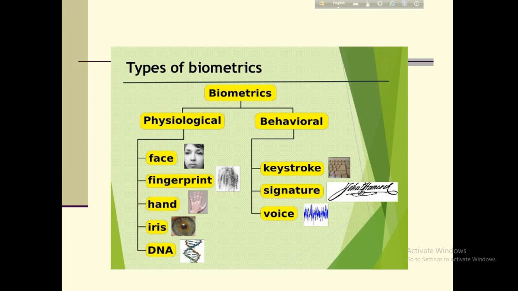There are two types of biometrics, physiological and behavioral. Physiological biometrics are like face recognition, fingerprint, hand geometry, iris, and DNA analysis also. And behavioral biometrics are the keystroke, that means how you press keys of your keyboard, signature, and voice recognition. They are behavioral biometrics.